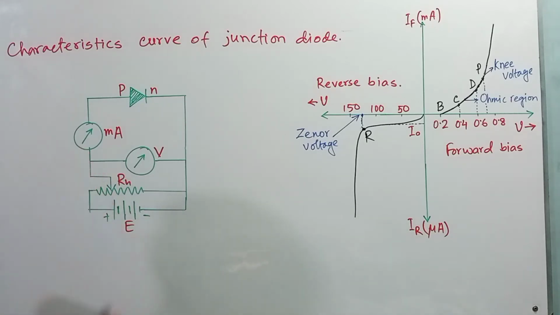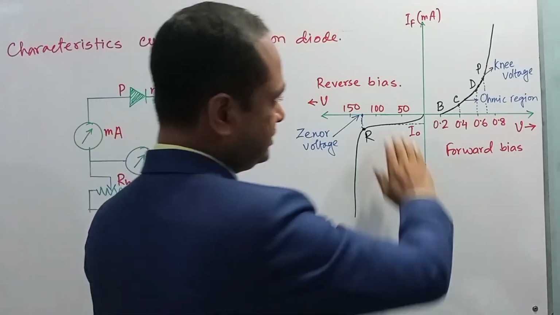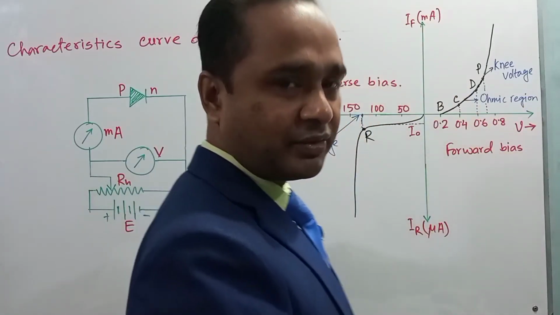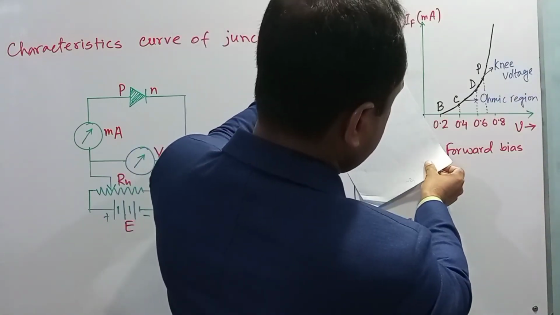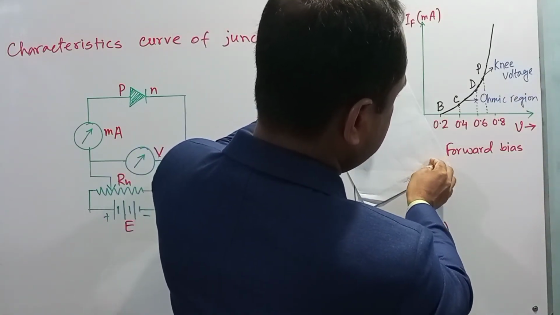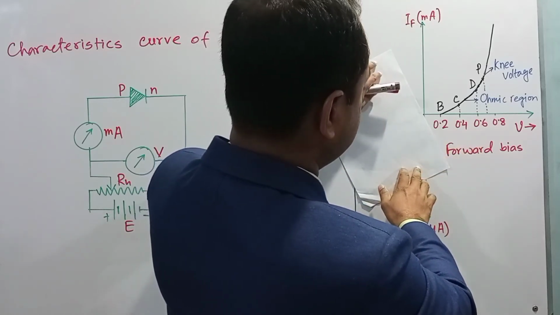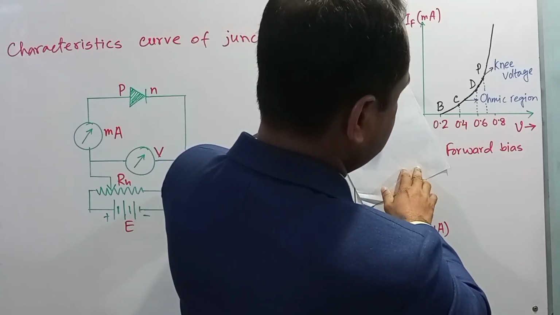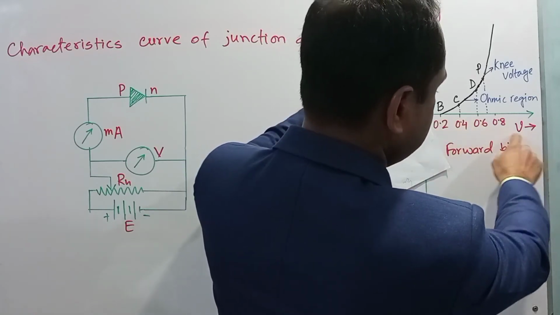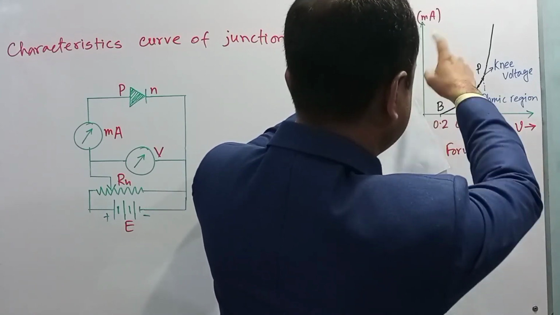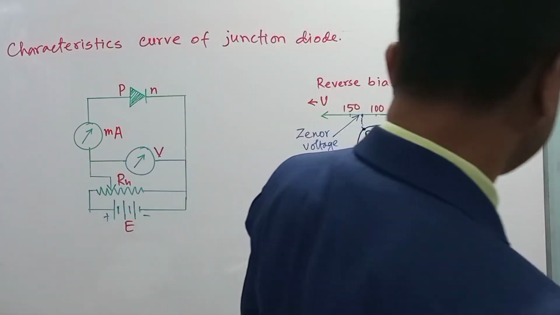When the junction is connected in forward bias, dear student, this portion indicates the forward biasing. If we hide this portion, then this portion of the graph will represent the characteristics of the voltage versus current graph for the forward biasing, right? This axis indicates the value of the applied voltage, and this axis indicates the current, that is IF. IF means forward current, right?